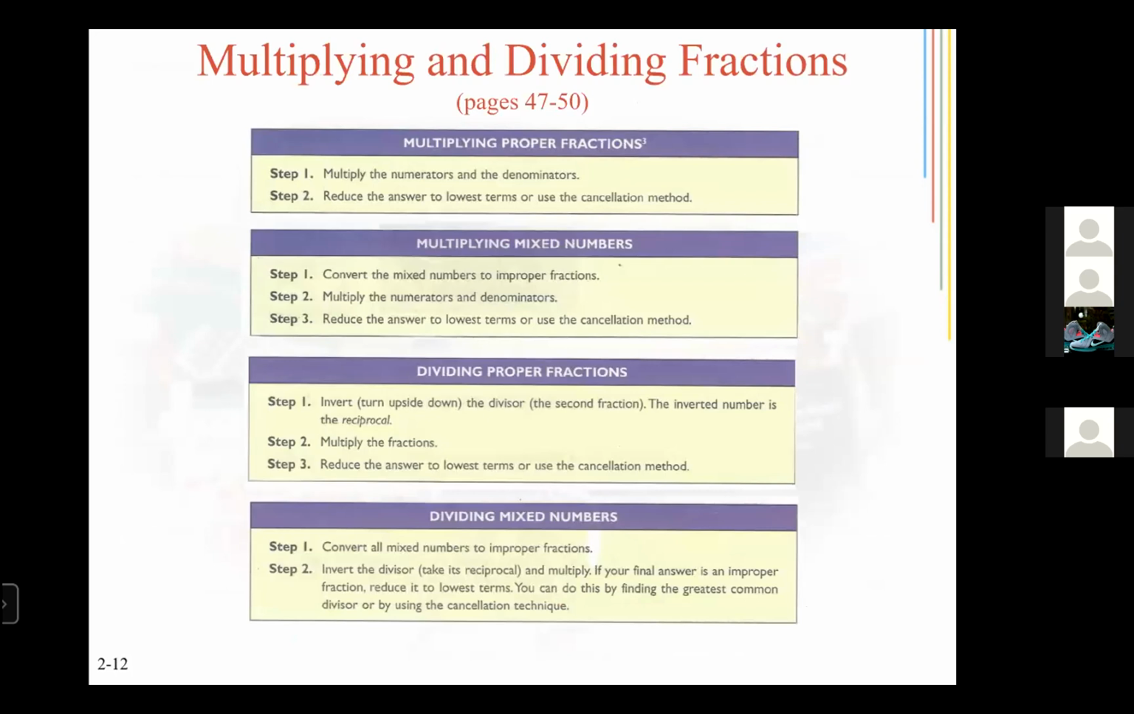Okay, so the next operation we're going to be looking at is multiplication and division of fractions. In your book on page 47, going to page 50, you will see these steps for multiplying. They have a step for proper fractions and they have a step for mixed numbers.